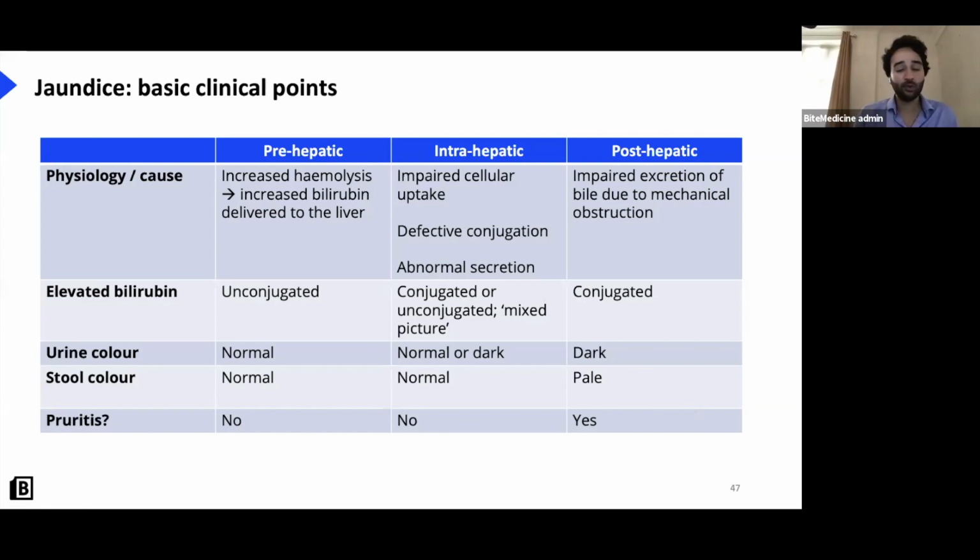And next time we'll talk about what those blood tests and further investigations, imaging, etc. actually are. But this really is a nice, simple overview of the physiology that underlies jaundice, and some key causes of pre, intra, and post. And we're going to go into more detail next time into all of those causes as well. So hopefully this was really useful for you guys. You can watch it back in your own time.